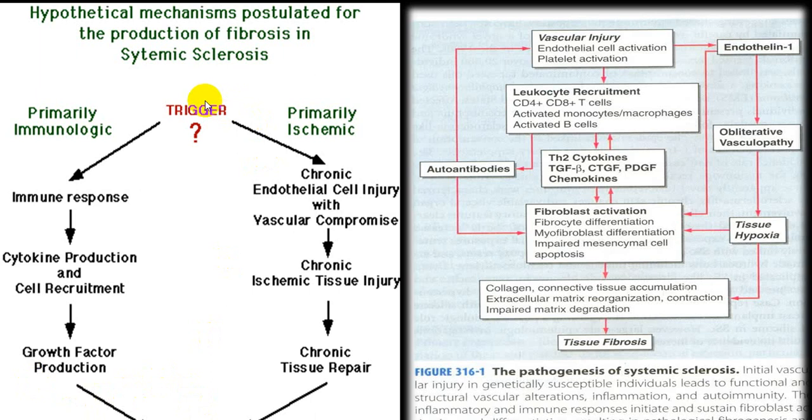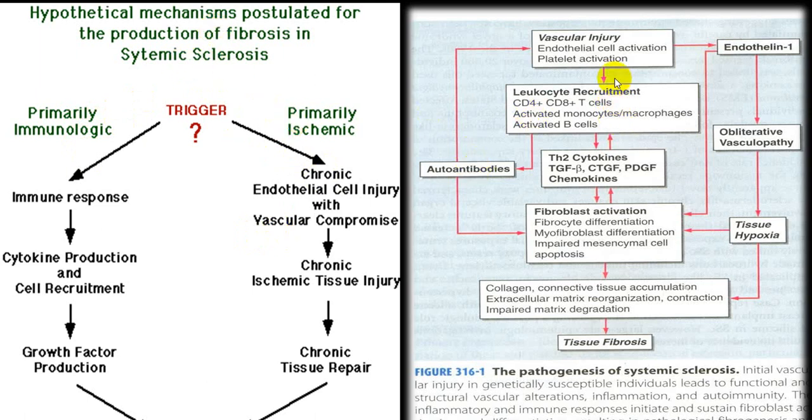Also there are triggering factors which can give rise to ischemic pathophysiology, where there is a chronic endothelial cell injury with vascular compromise, chronic ischemia to the tissue injury, chronic tissue repair, and fibrosis. So both may be playing a role together in case of systemic sclerosis.